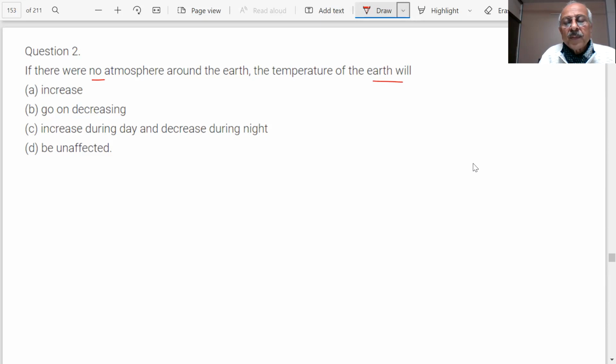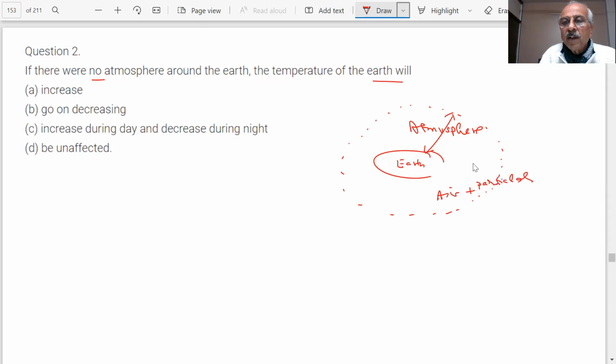What will happen, students? You know, we have the earth, and on the earth you have an atmosphere. You already know the range of the atmosphere, and you have what we call air plus some other particles. There could be particles and other gases. Air is a mixture of gases, all that is there. So if there were no atmosphere, what will happen? There are already the sun's rays. What is the correct answer, students?